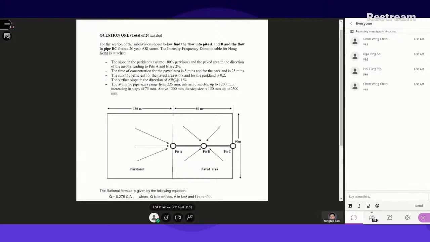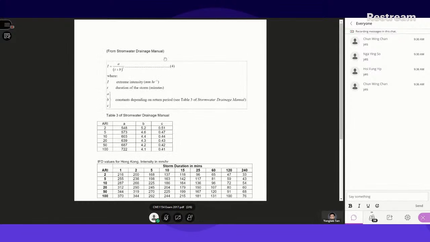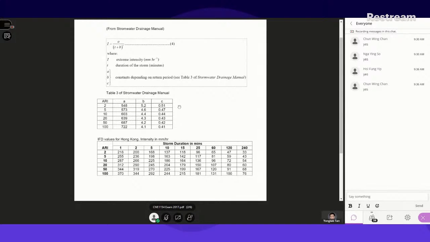For the 20-year ARI storm, the intensity-frequency-duration table for Hong Kong is attached. That means you need to use the attached table. I think this one. Okay, you can use this table, or you can use this equation to calculate.